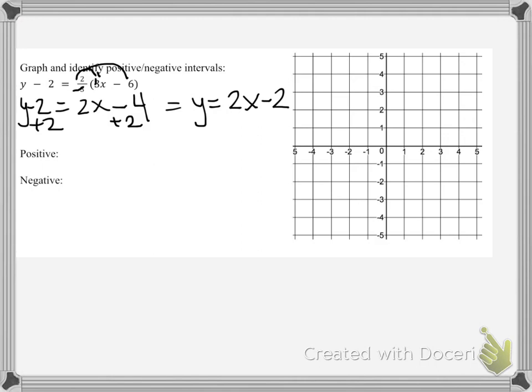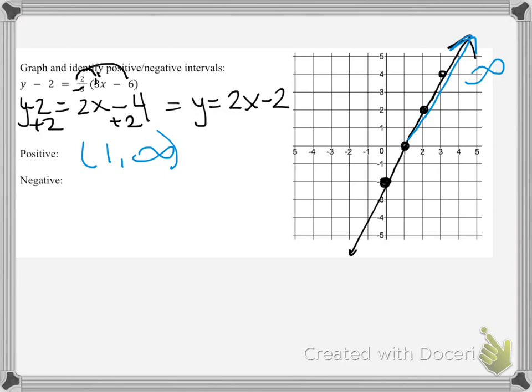So remember, I'm going to start at my b, which is -2 on my y-axis. And then I'm going to take my slope going up 2 over 1, up 2 over 1, up 2 over 1. And I'm going to create that line. Okay, I've got my line on my coordinate plane, so now my goal is to analyze that line and figure out where am I above the x-axis for my positive and where am I below for my negative. So for my positive, we can see I'm starting at 1 and I'm going all the way to infinity. So positive will be 1 to infinity.